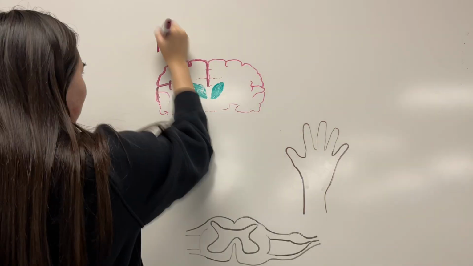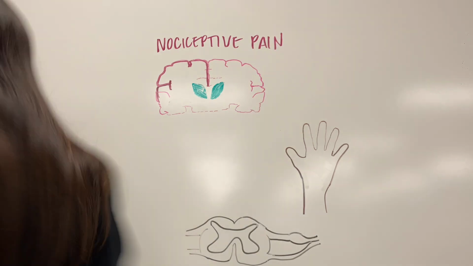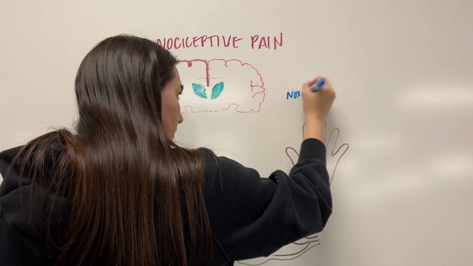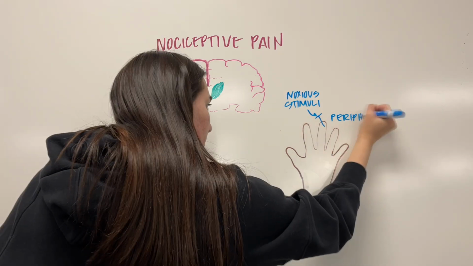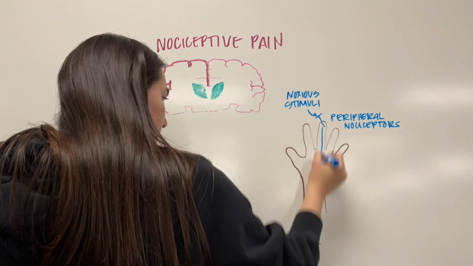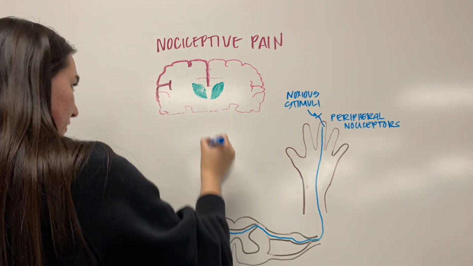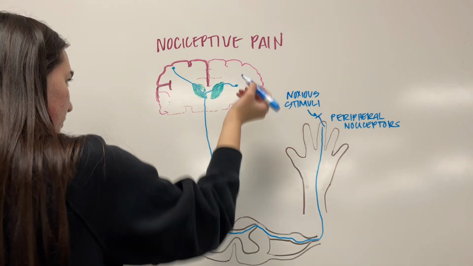The first type of pain we're talking about today is nociceptive pain, which can be most easily understood as pain coming from damaged body tissue. A noxious stimulus activates peripheral nociceptors and travels up the peripheral nerve to the spine. Once it reaches the spinal cord, the pain signal crosses and travels up the contralateral cord to the brain, passing through the thalamus and arriving in the sensory cortex where processing begins.